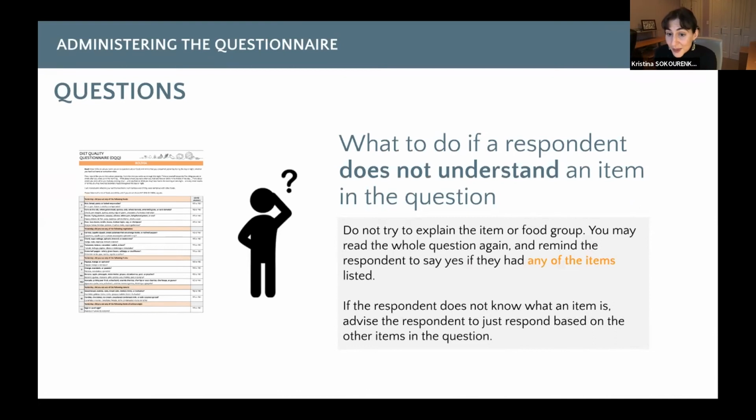We don't train all enumerators on what all of the items are, nor do we train them to explain foods in the same consistent way. So we run the risk of having errors if enumerators elaborate, and if they might not have the right information or the full information. So in keeping with the instruction of just simply reading the question, you could read the whole question again and remind the respondent to say yes if they had any of the items in the list, encouraging them to reply to what they understand within a question.